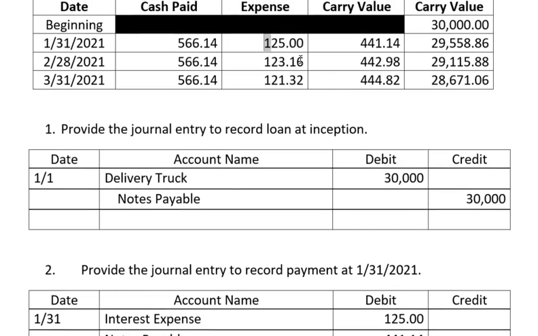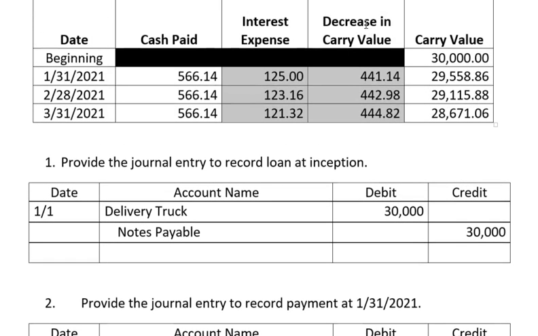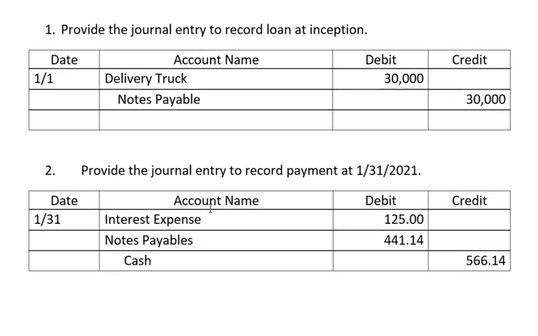There we go. Okay, now we would do that exact same entry. Again, the only difference is going to be the split between how much goes to notes payable and how much goes to interest. So at the end of every period when we record this entry, that would be how we would record it. We would just make sure to update the interest expense and the notes payable.